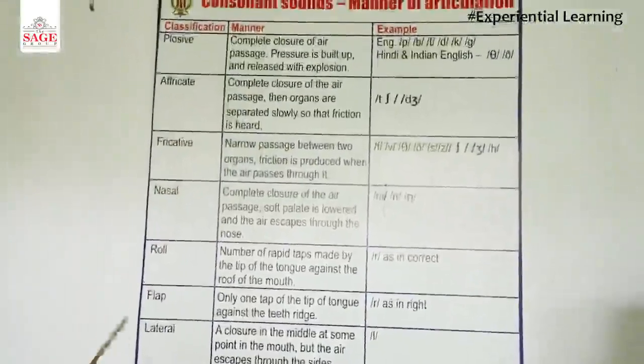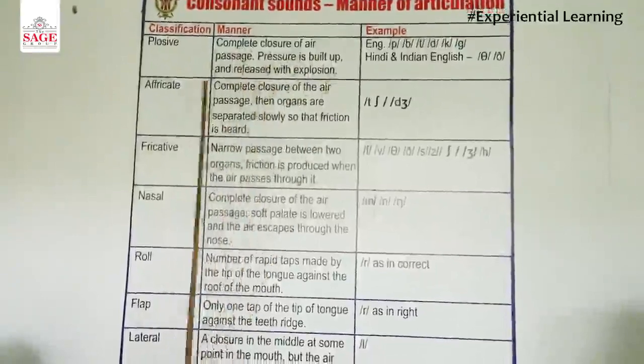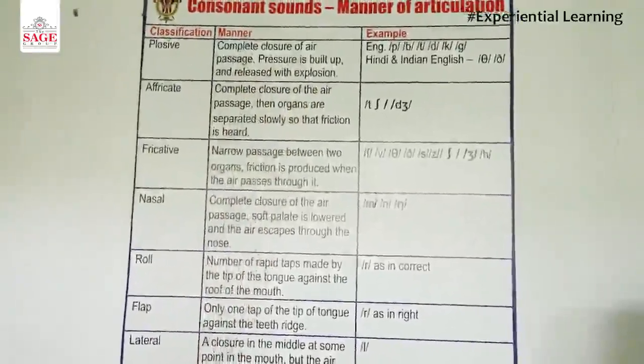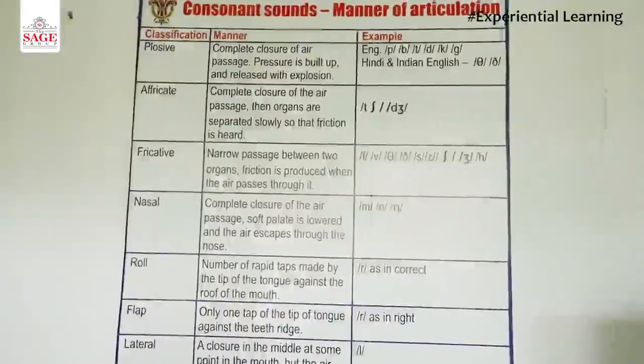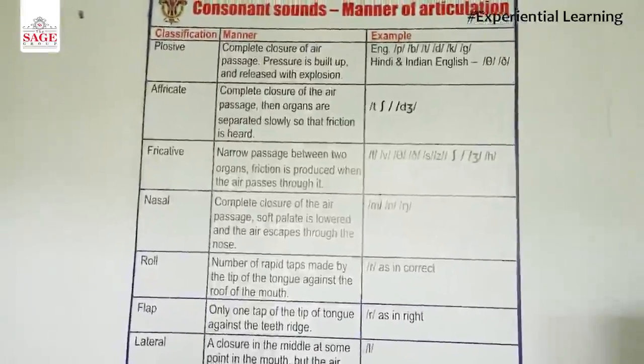What are plosives? Plosives are the complete closure of the air passage. Pressure is built up and released with an explosion. Sounds like P, B, T, D, K, G are called the plosive sounds. When we are using the plosive sounds, we are just closing our lips.